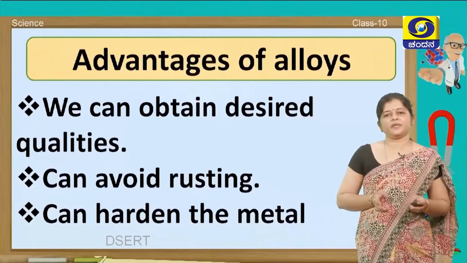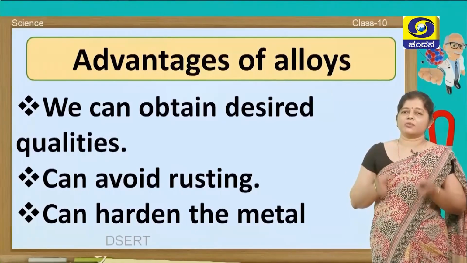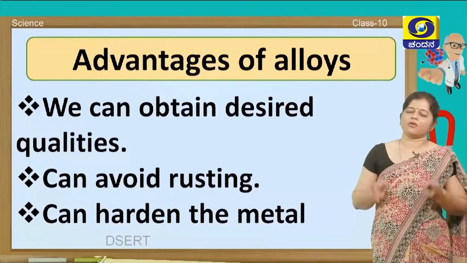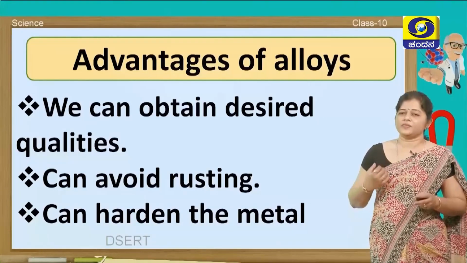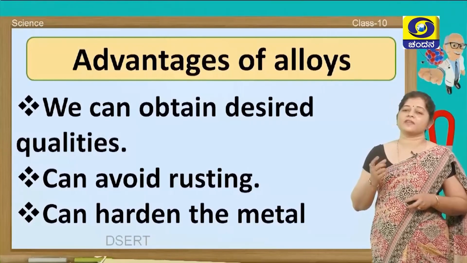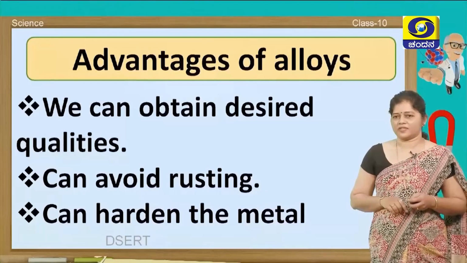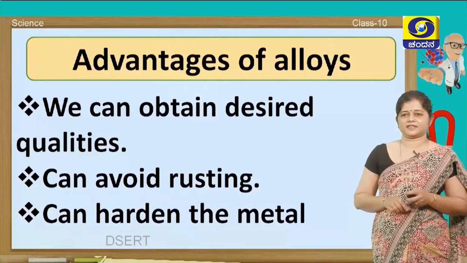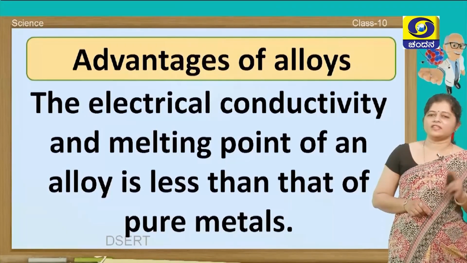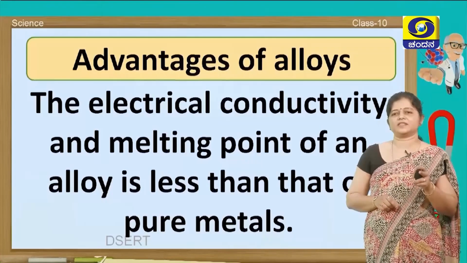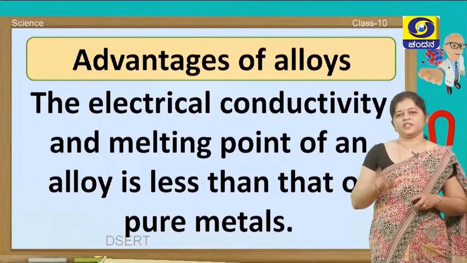Now, we have a lot of advantages of making metals into alloys. What are the advantages? We can obtain all the desired qualities that we require. We can tailor-make the qualities that we require by making them into alloys, and we can avoid rusting. We can harden the metal by making it into an alloy. We can alter the properties of the metals. The electrical conductivity and melting point of an alloy is less than that of the pure metals. That is why we can use it to alter the electrical conductivity of the metal.